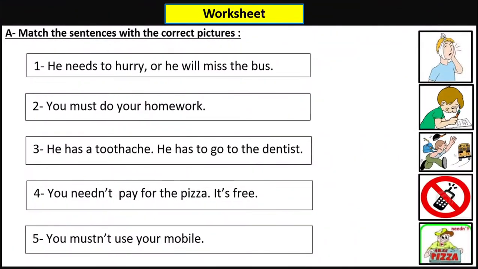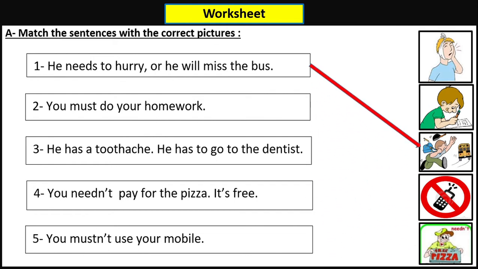Now, time for practice. I uploaded here a worksheet for you. This one is an extra, as it's not mentioned in your book. I want you to match the sentences with the correct picture. What do you think? Let's start with number 1. He needs to hurry or he will miss the bus.